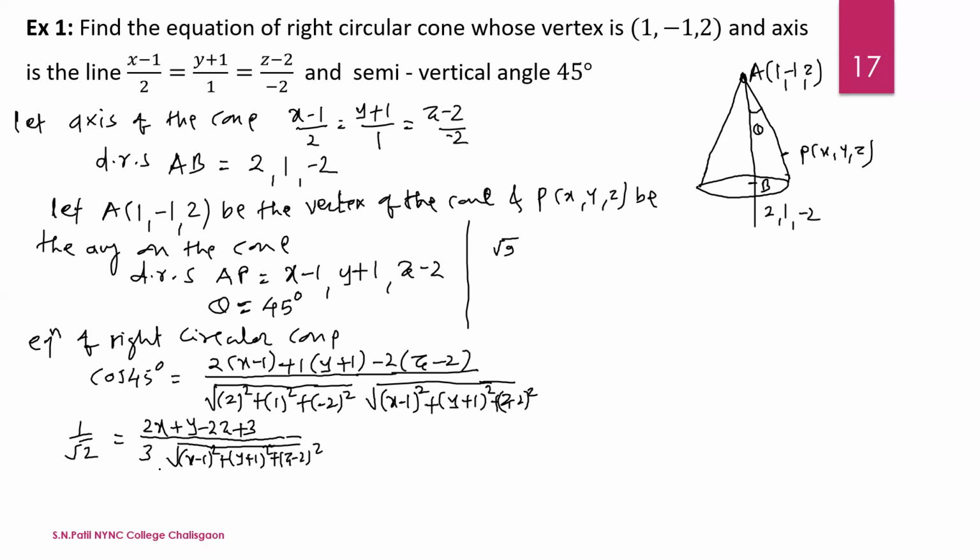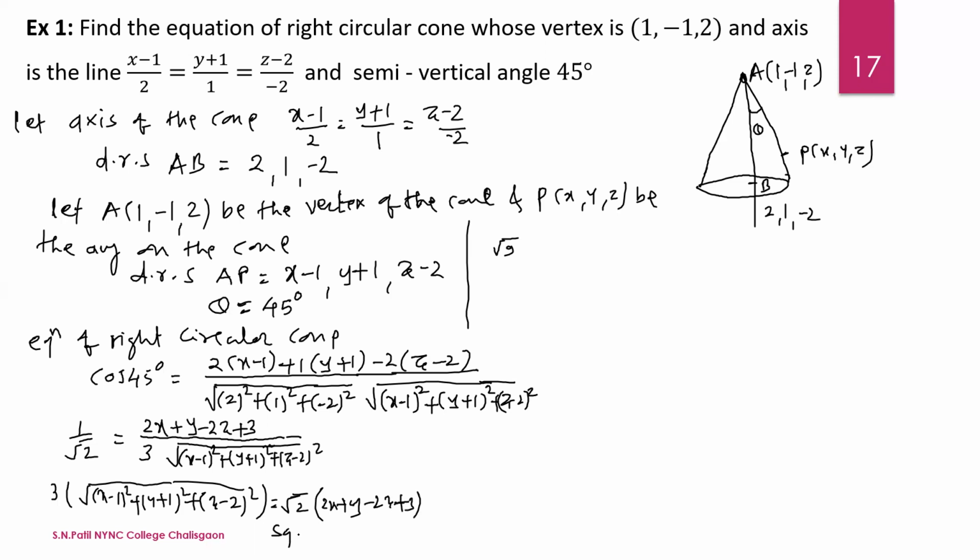Okay, now we simplify. Here the denominator of both sides is multiplied to the numerator: the 3 into the square root term is multiplied to the 1, and √2 is multiplied here. So we get 3 into 3 into the square root term, (x - 1) square, (y + 1) square, and (z - 2) square, is equal to root 2 into (2x + y - 2z + 3).